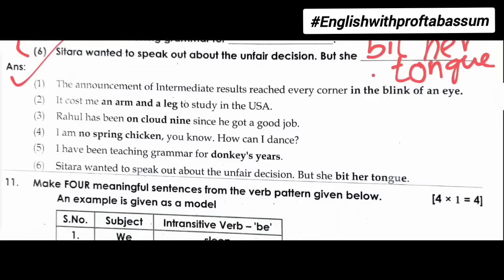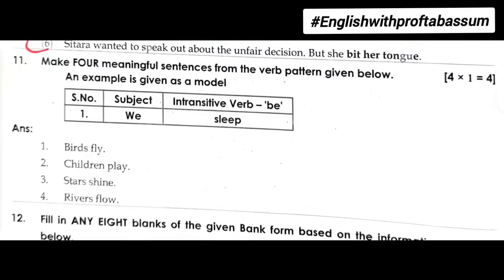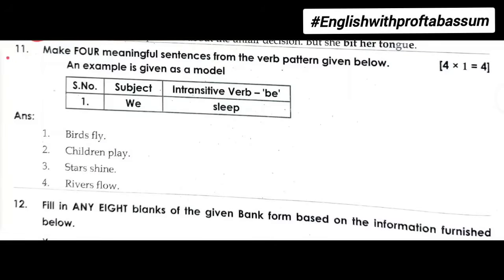By writing this, you'll just waste your time. Now, moving on to the next bit. Question number 11, that is verb patterns. You have to make any 4 meaningful sentences from the pattern given below. Each one carries 1 mark, total 4 marks.